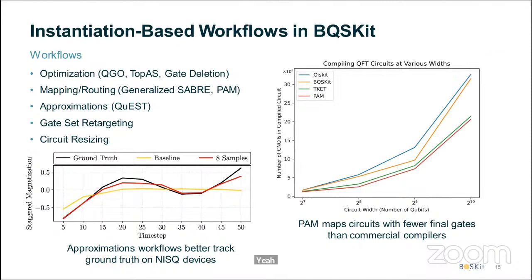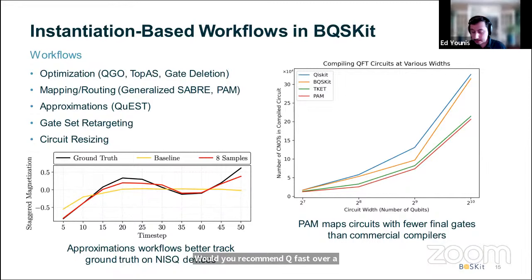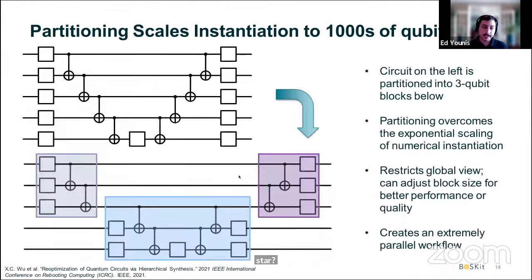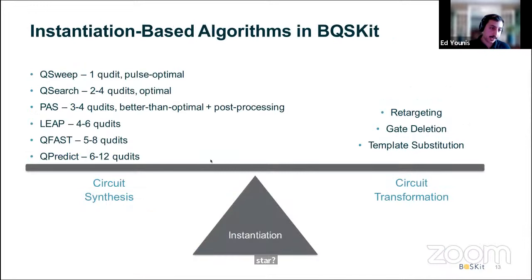Okay. There's one more question. I'm not sure if it's relevant to this talk, but maybe you can try to answer. Would you recommend QFast over Leap and QSearch A star? That's a very good question. There are different regimes where these tools will win over the others. If your circuit is small, or if you're willing to wait longer for the big circuits, QSearch will always give you better results than Leap and QFast.